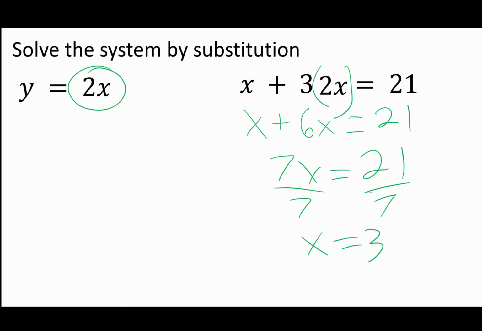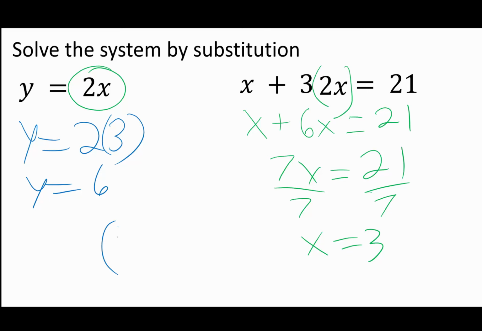So now that we have that, we can go back and find y. And I have y is equal to 2 times x. So we get y is equal to 2, while my x is 3. So we get 2 times 3. So we get y is equal to 6. And again, if we really want to make sure we're right, we can go back and check.